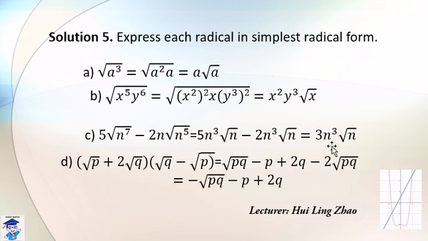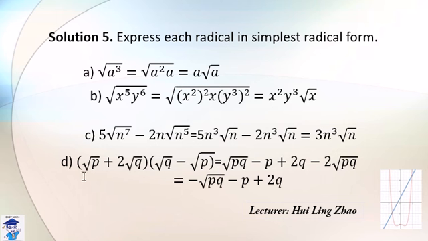The final answer is 3n cubed times the square root of n. The last question is expand first and then simplify. The first term is the square root of p times the square root of q, that is the square root of p times q.